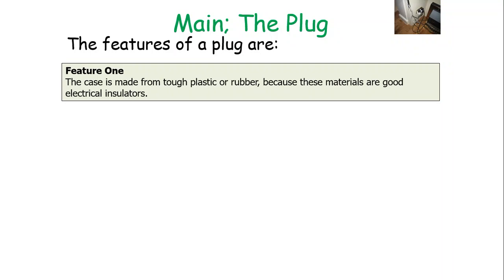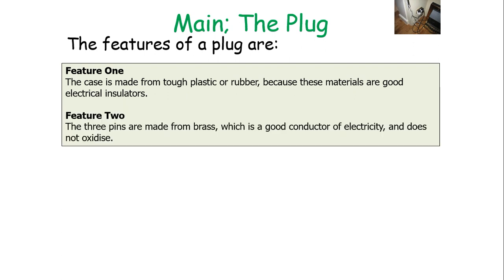So what do we know about the plug? Feature 1. The case is made from a tough plastic or rubber because these are good electrical insulators. Feature 2. You've got 3 pins made from brass, which are good conductors of electricity and they don't corrode, they don't oxidize.